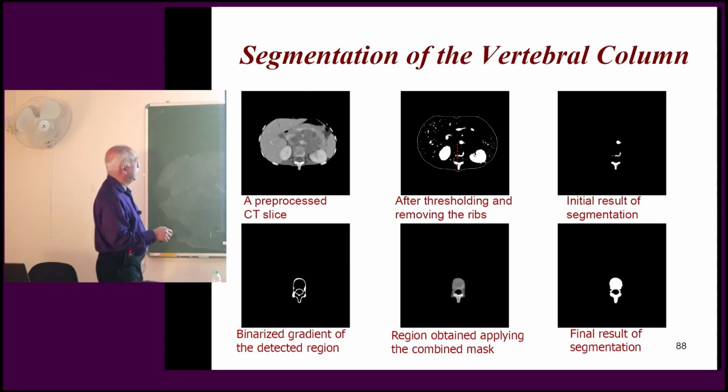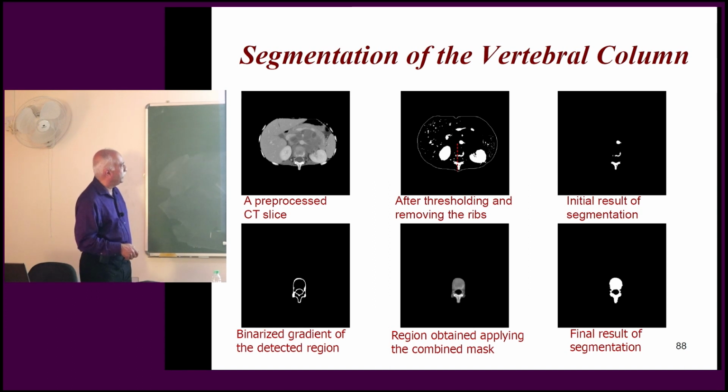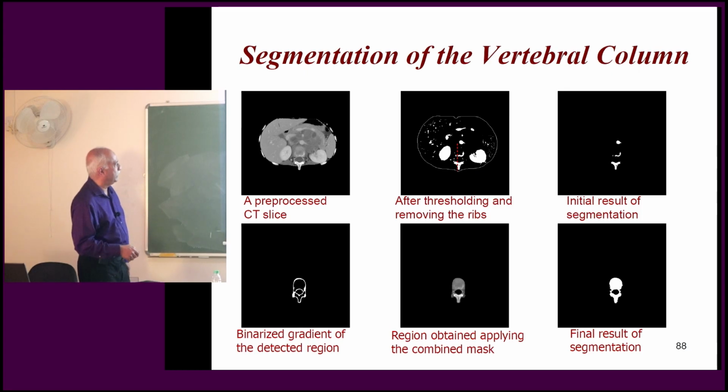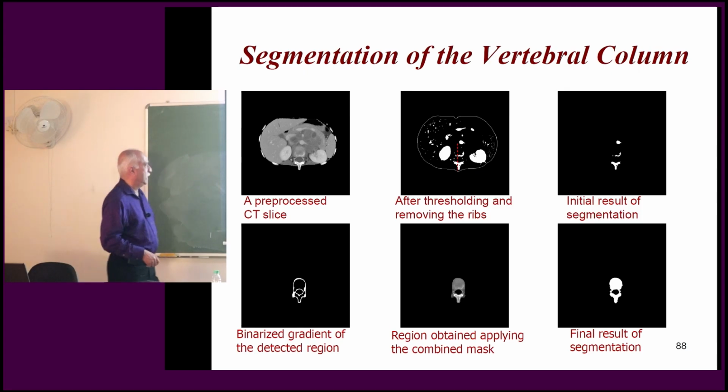So here we have a pre-processed slice. After thresholding and removing ribs, these ribs are now gone. The central line is there. The initial result of segmentation, we get that. The binarized gradient of the detected region. Region obtained applying the combined mask, and final result of segmentation. So the sequence was shown there, and this is an illustration of those steps.